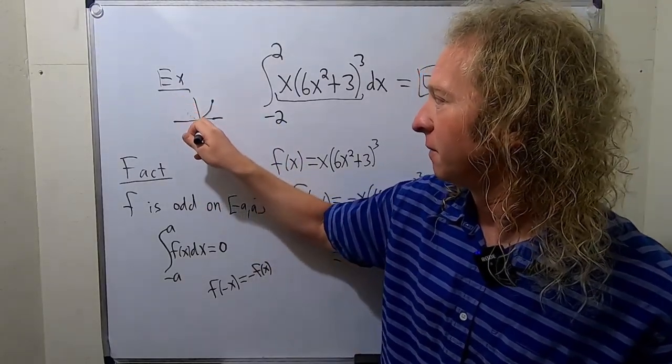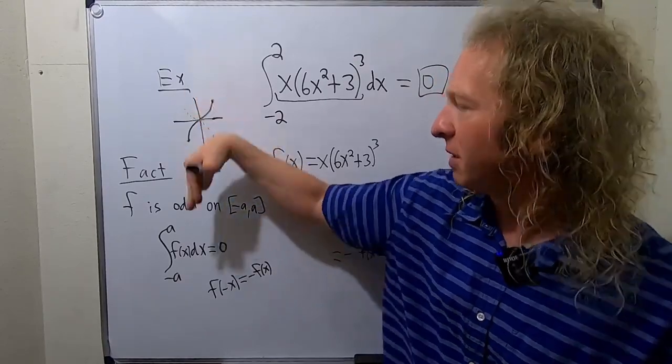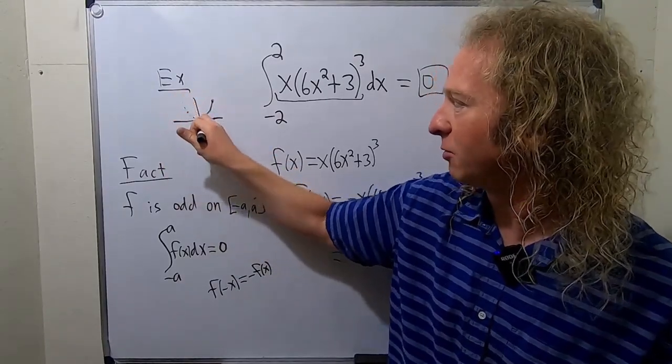So if you flip it down, you get that. If you flip it down, you get that. Flip it that way, you get that. So flip twice, same thing.